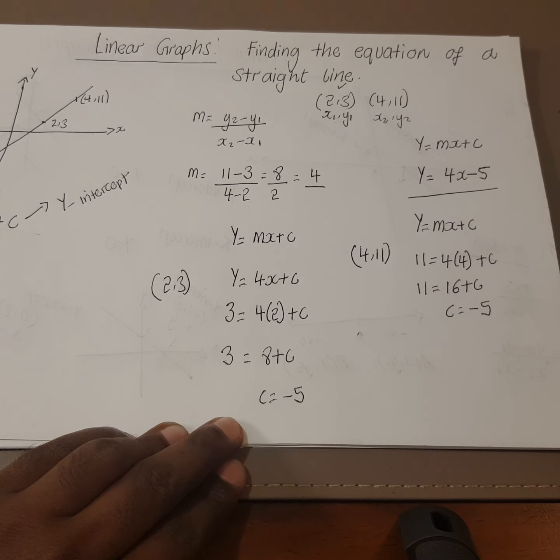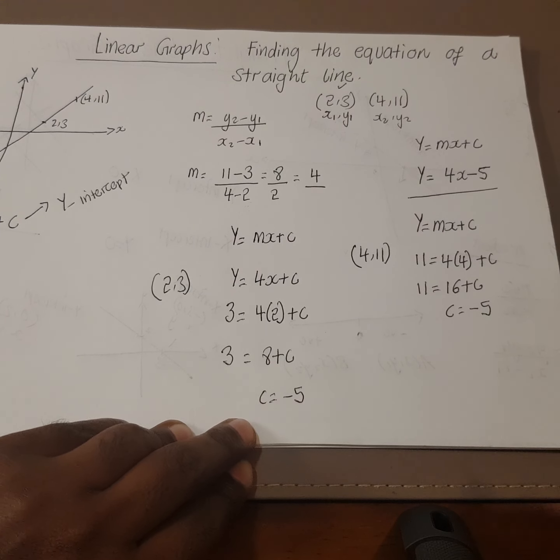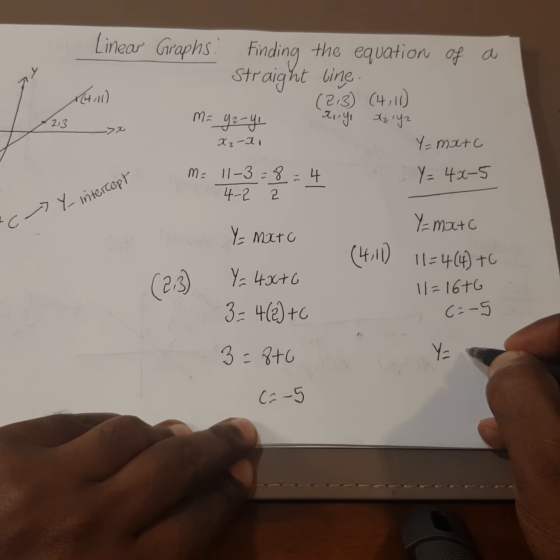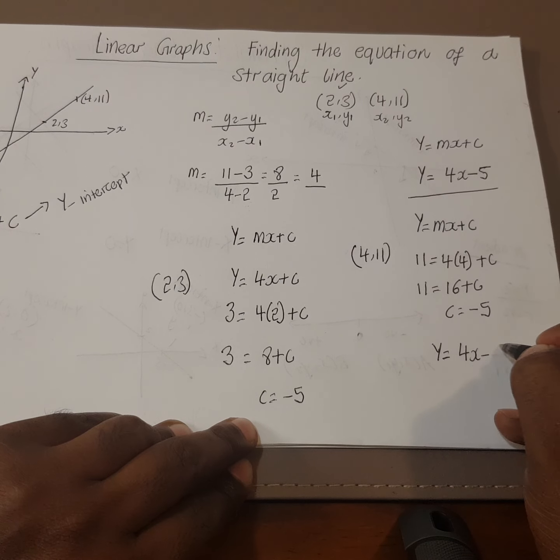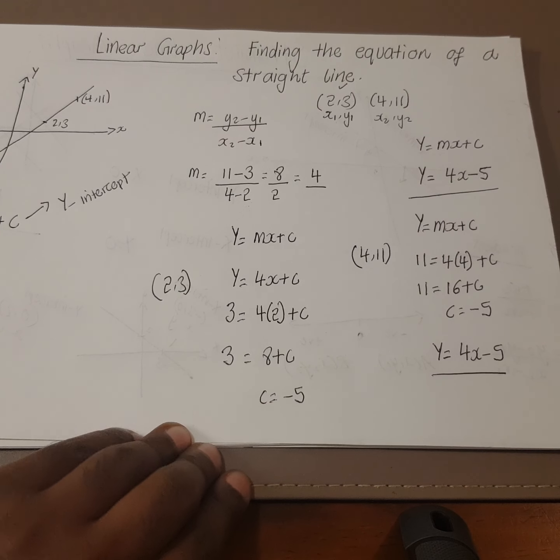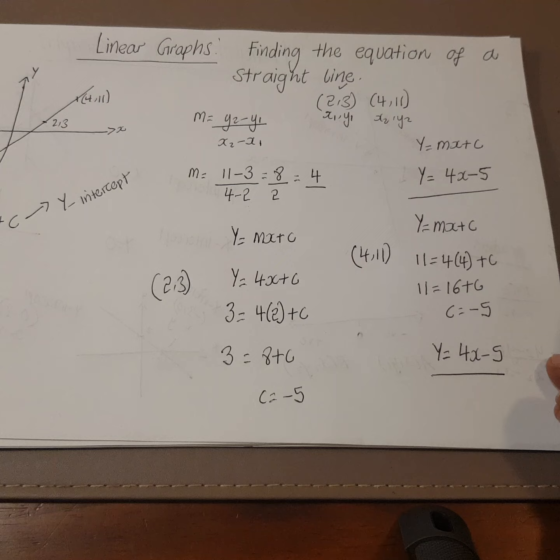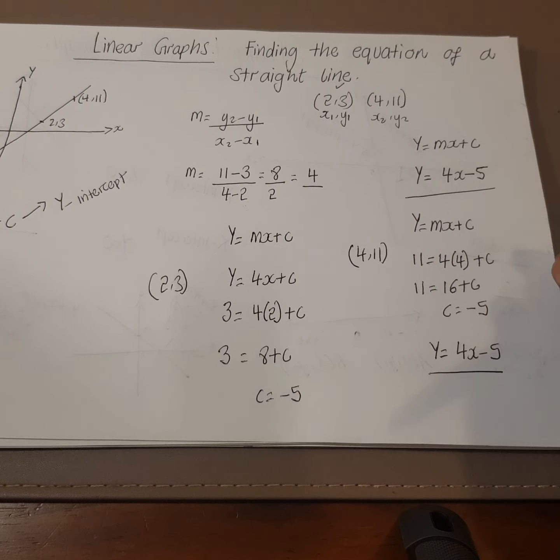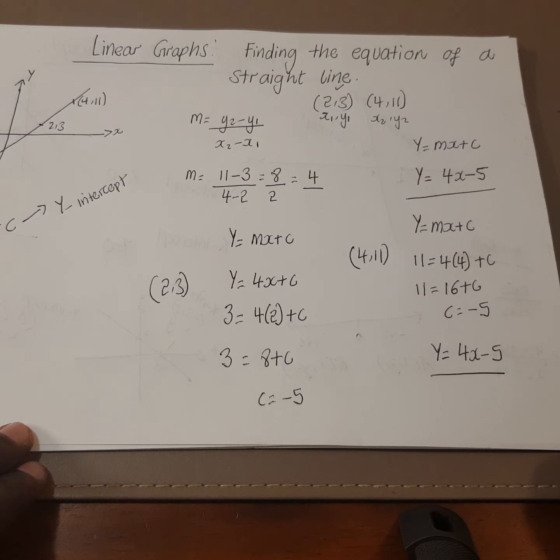So in both methods, the value of c is equal to -5, and my equation is going to be y is equal to 4x minus 5. This goes to show whether I put 2, 3 or 4, 11 in the original equation of a straight line, you will get the same y-intercept. So this is how we solve finding the equation of a straight line.